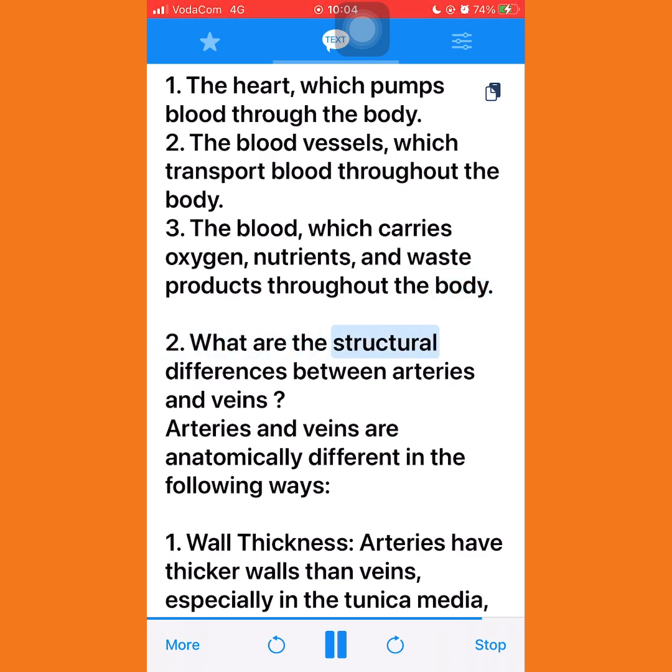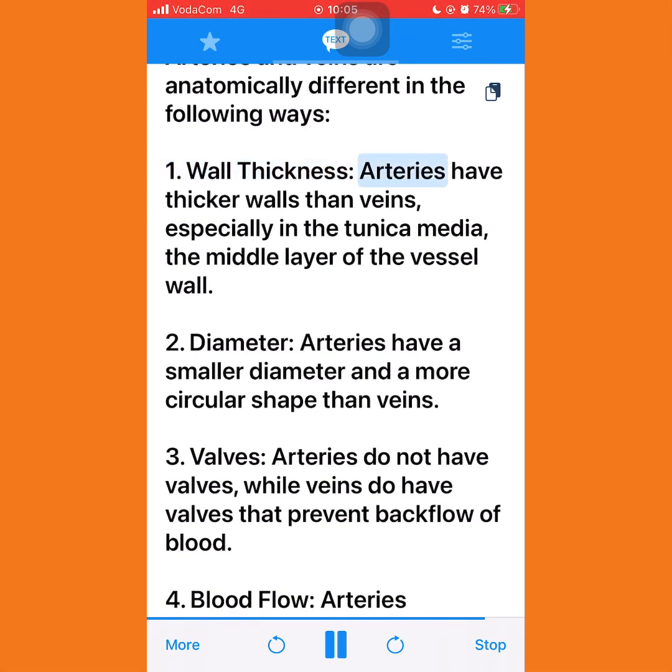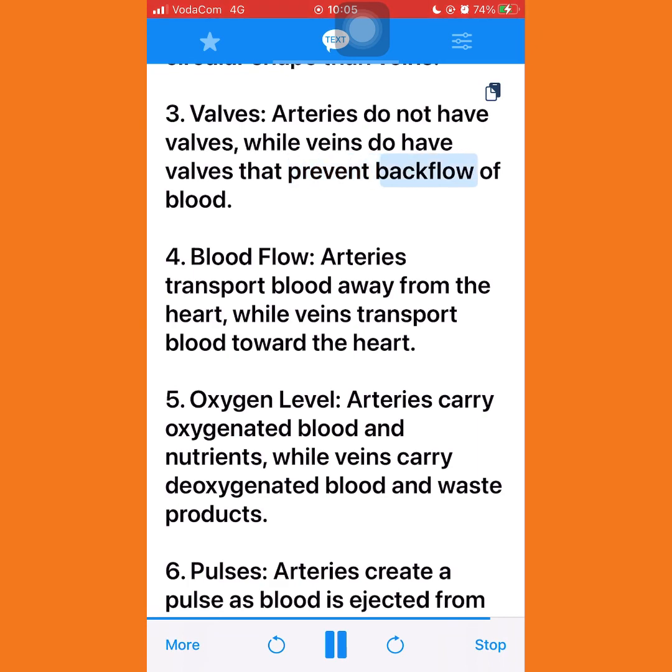2. What are the structural differences between arteries and veins? Arteries and veins are anatomically different in the following ways. 1. Wall thickness. Arteries have thicker walls than veins, especially in the tunica media, the middle layer of the vessel wall. 2. Diameter. Arteries have a smaller diameter and a more circular shape than veins. 3. Valves. Arteries do not have valves, while veins do have valves that prevent backflow of blood.